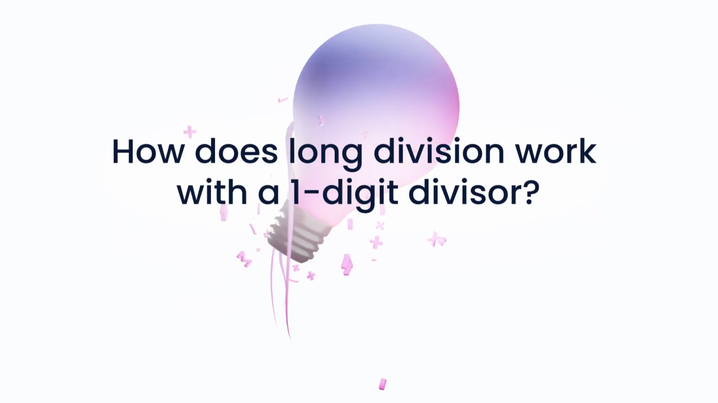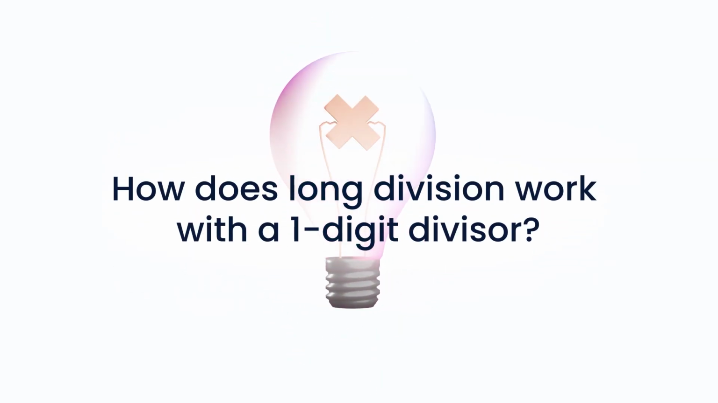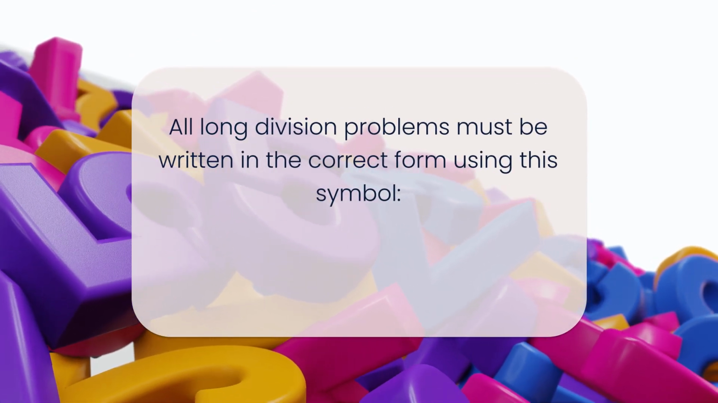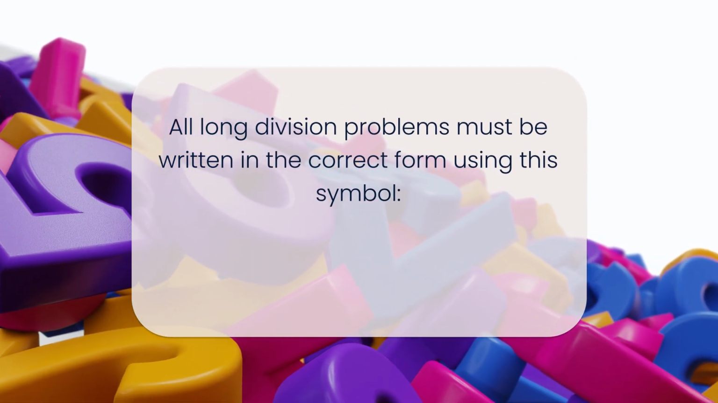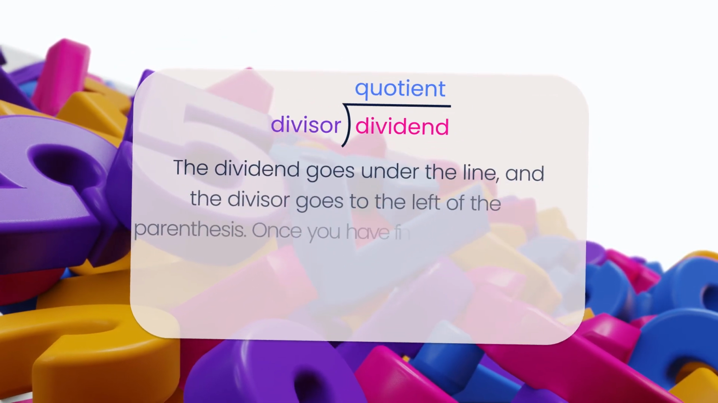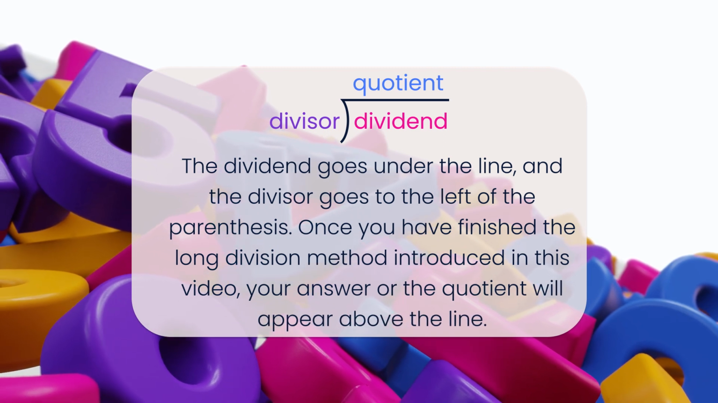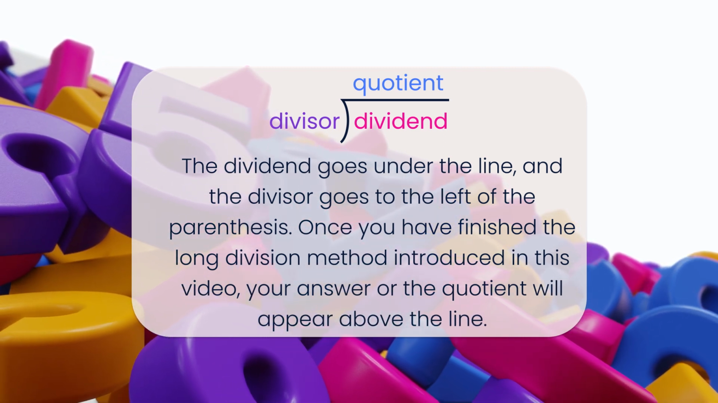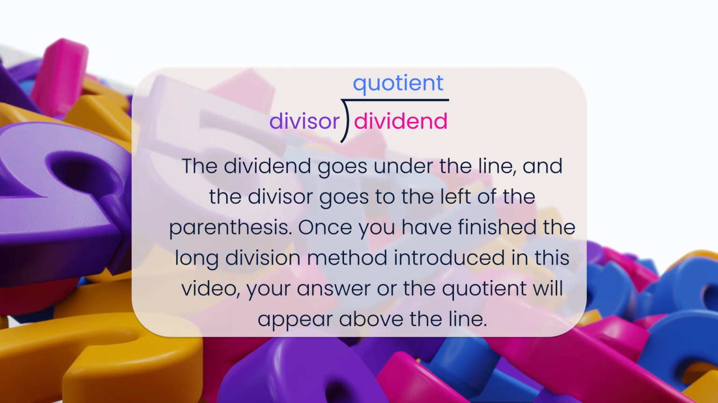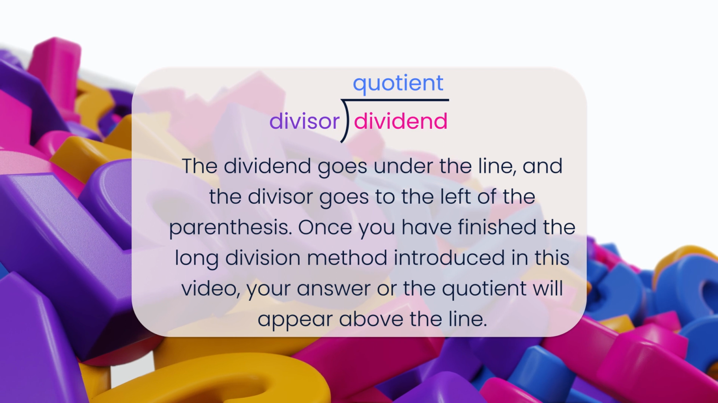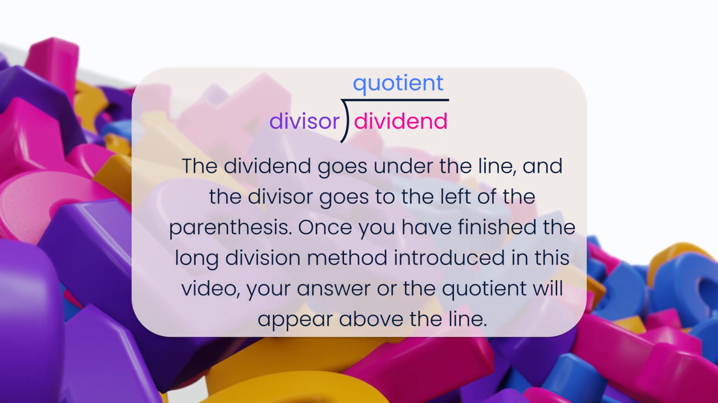How does long division work with a one-digit divisor? All long division problems must be written in the correct form using this symbol. The dividend goes under the line, and the divisor goes to the left of the parenthesis. Once you have finished the long division method introduced in this video, your answer, or the quotient, will appear above the line.